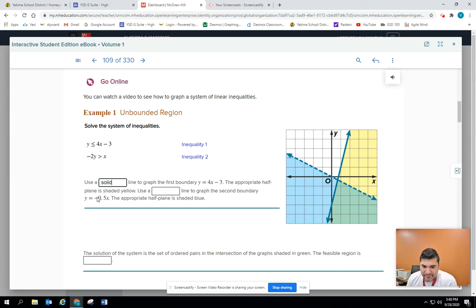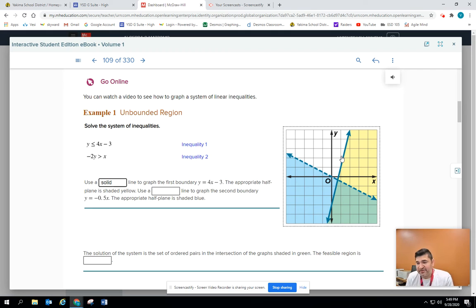Okay, the appropriate half plane is shaded yellow. So because this right here says less than or equal to, we're going to shade the less part. Now, how do you determine what is less? Here is our line, and it's saying that this whole side right here, I know this is green, but it's supposed to be all yellow, and then when we cover it with blue, it'll be green. But right now, all this is yellow.